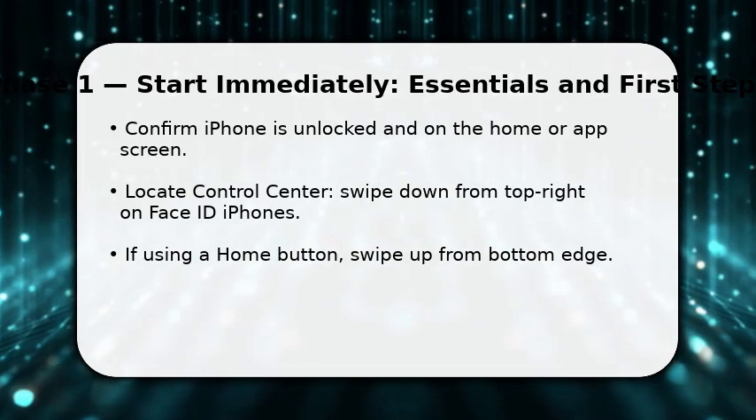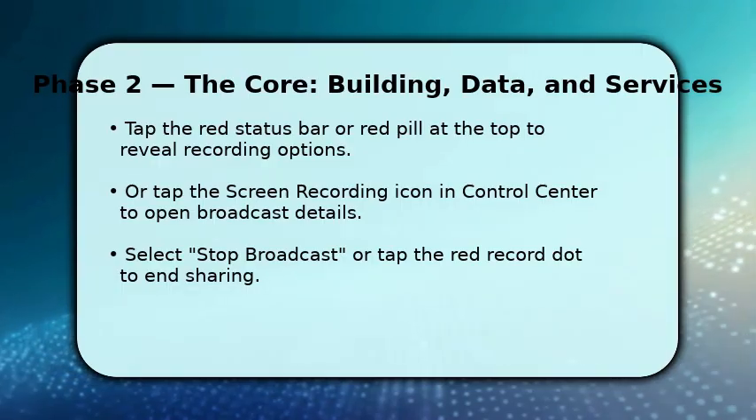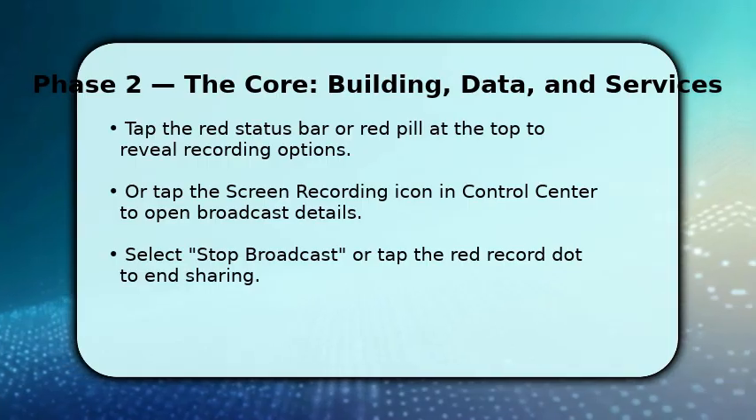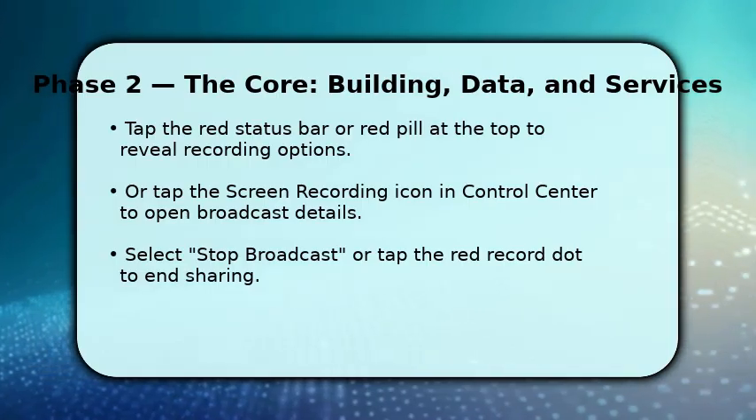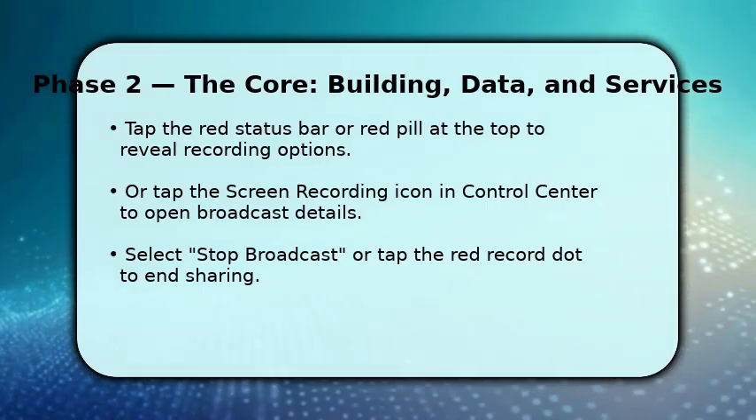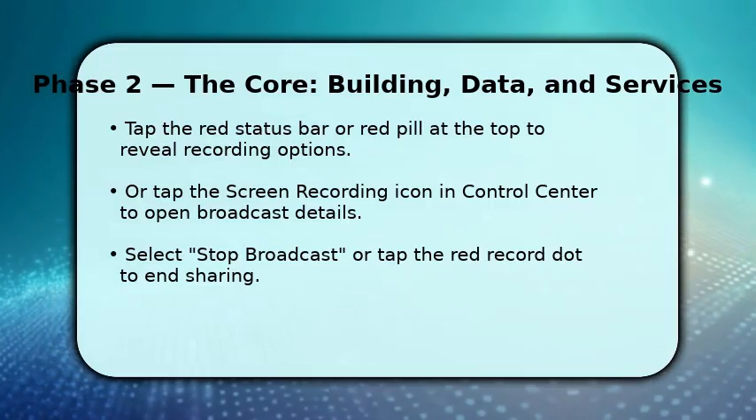Once Control Center or the red status bar is open, identify the active share. Tap the red bar or the screen recording icon. If a broadcast is running, a broadcast menu appears. Tap Stop Broadcast to end it immediately. For local recording, press the red record dot to stop, then confirm if prompted.